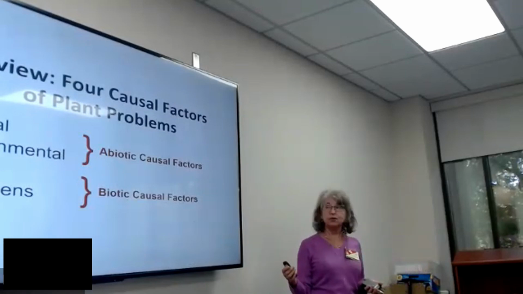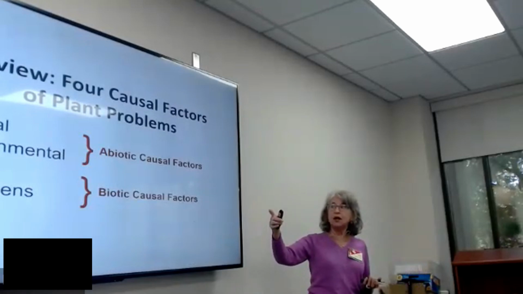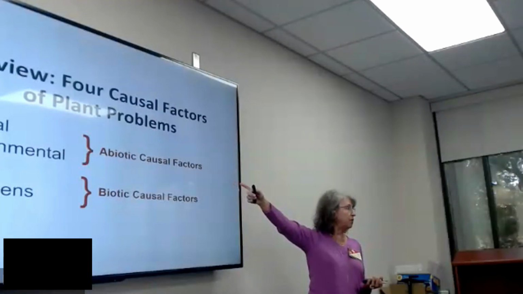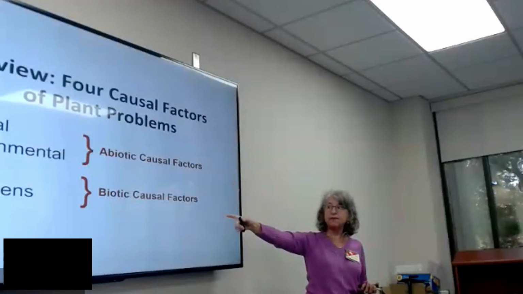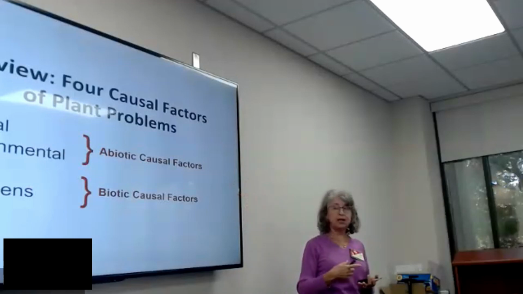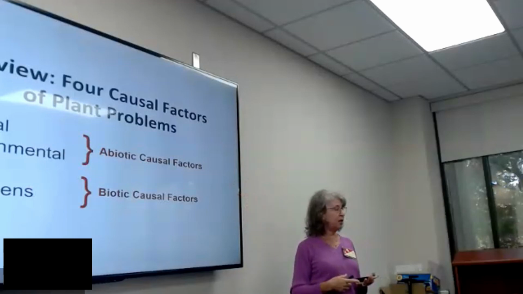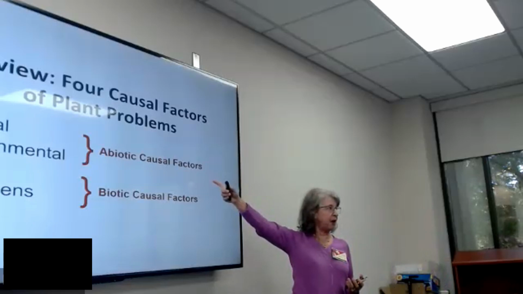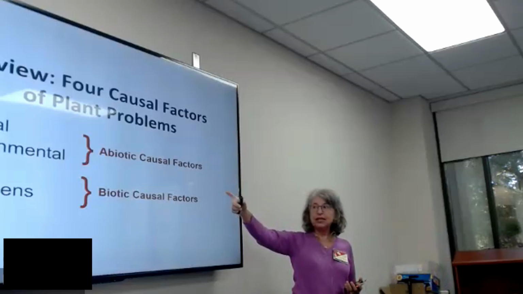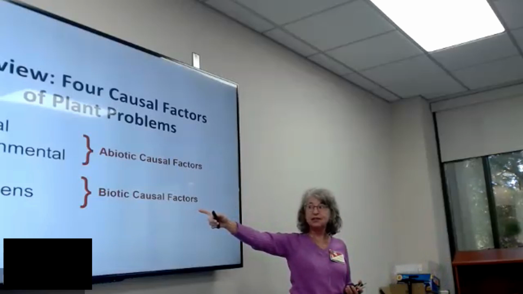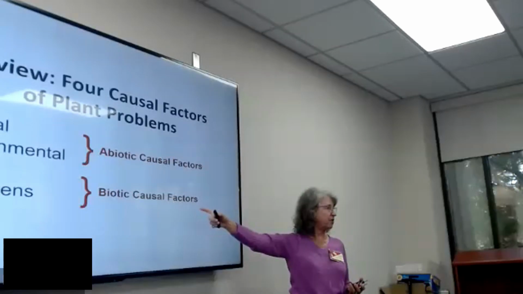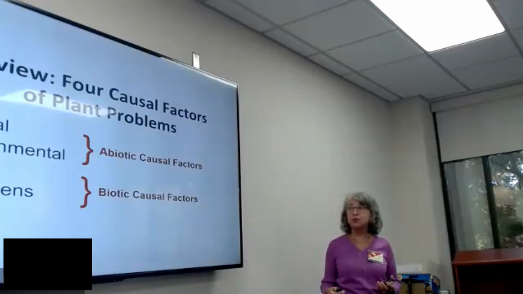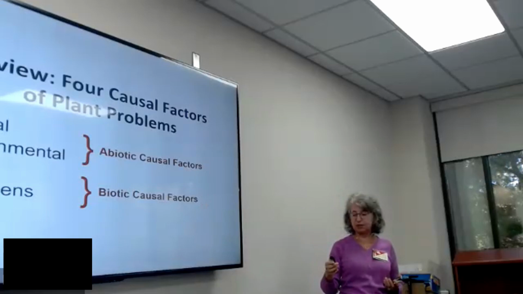All right, so just to review, there are 4 categories here. The abiotic, remember A means without life and biotic means with life. So abiotic factors are cultural and environmental, and the biotic causal factors are pests and pathogens. Again, remember that a lot of these cultural and environmental factors are what's going to lead to stress on that plant if they're not correct, and allow more of these pests and pathogens to really make you have a problem, if you're not doing the right things for the cultural and environmental.